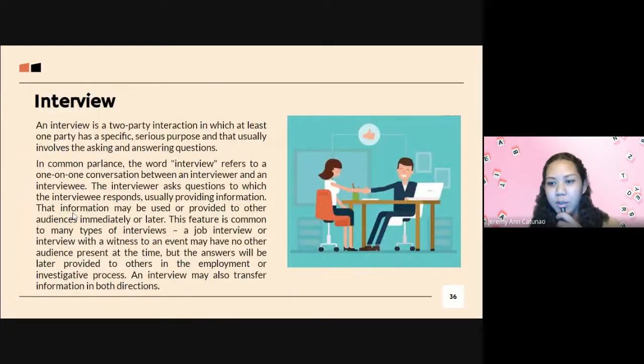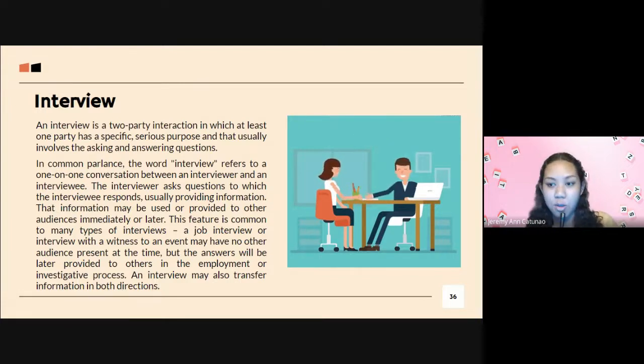Let's have an insight when it comes to interviews. I think you are familiar with what interviews look like. An interview is a two-party interaction. Interviews are required to have two people, sometimes multiple, although rarely. One, the interviewer, asks specific, serious purpose questions of the interviewee, the one who answers the questions.